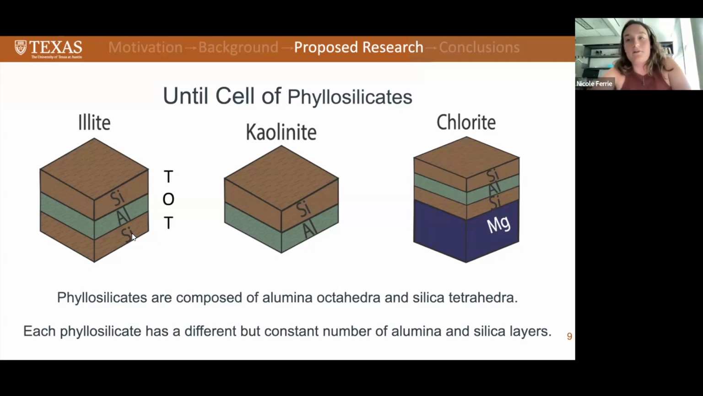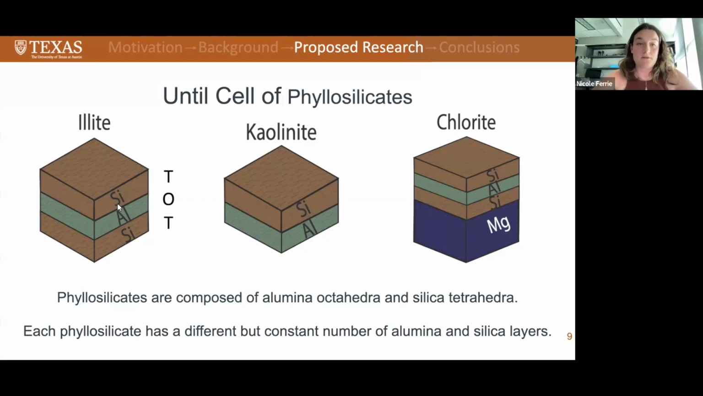So here I have 3 phyllosilicates or clays that are common in subduction systems: illite, kaolinite, and chlorite. And then here I have in these little blocks their most basic structure. So clays are mostly composed of silica tetrahedra and aluminum octahedra. And the relationship of silica tetrahedra to aluminum octahedra changes with different clays, but always remains constant within each clay. So that means that the structure of illite is different than the structure of kaolinite, but illite will always have this structure.